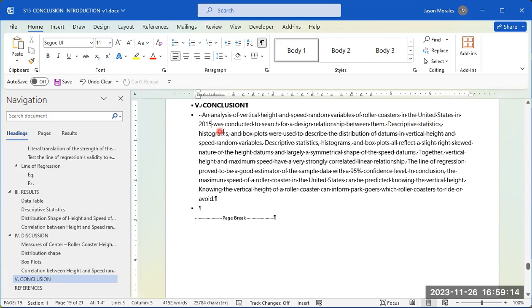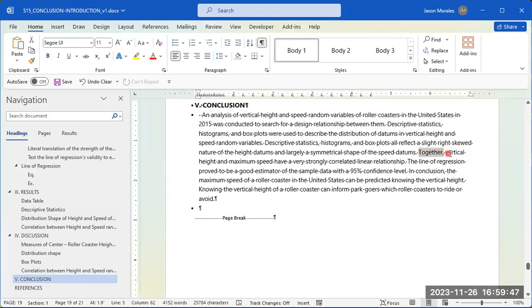Descriptive statistics, histograms, and box plots were used to describe the distribution of datums in vertical height and speed random variables. Descriptive statistics, histograms, and box plots all reflect a slight right-skewed nature of the height datums and largely a symmetrical shape of the speed datums. So I'm just very quickly summarizing what I found in my results section and the discussion section.